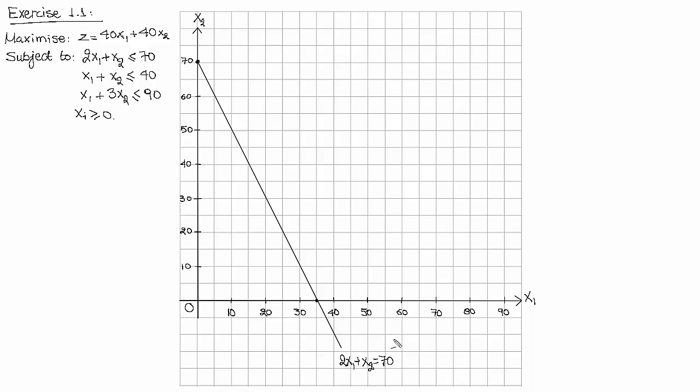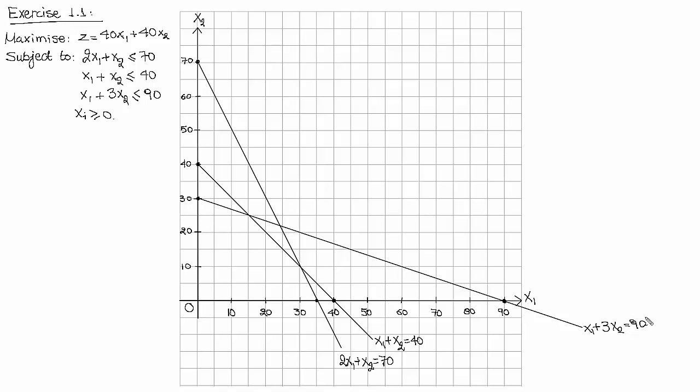It's important to remember which one is which. So now for the second one, when x1 is 0, x2 is 40, and when x2 is 0, x1 is also 40. So we'll have the straight line from 40 to 40, and this is x1 plus x2 equals 40. And now the last one, when x1 is 0, x2 is 30, and when x2 is 0, x1 is 90. So we have the straight line from 30 down to 90, and this is x1 plus 3x2 equals 90.